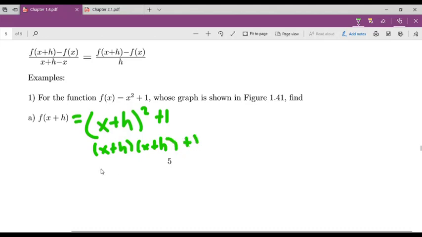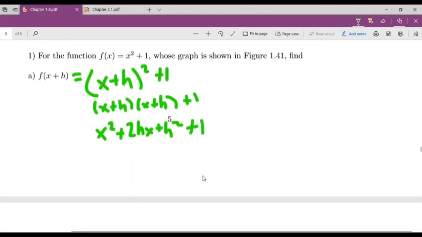So if I simplify it, what I get is x squared plus 2hx plus h squared plus 1. Okay, so that would be your answer for that one.